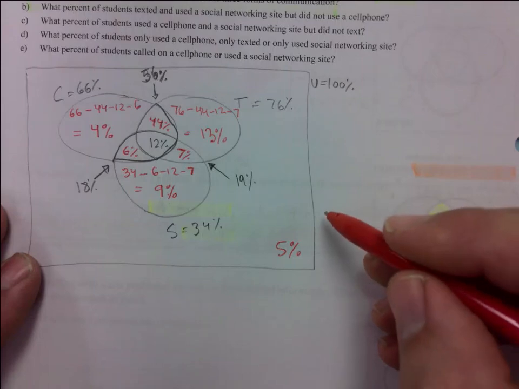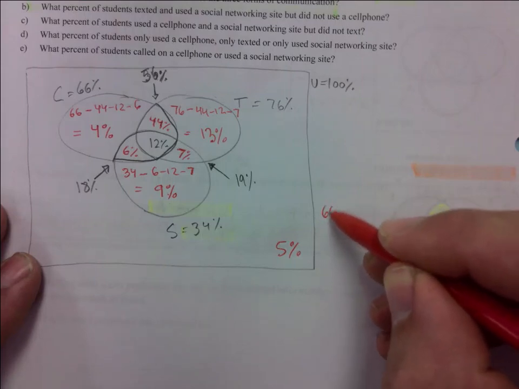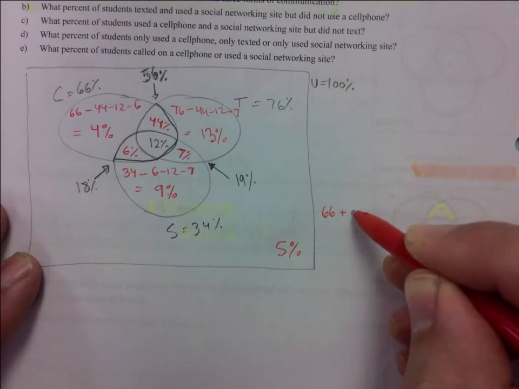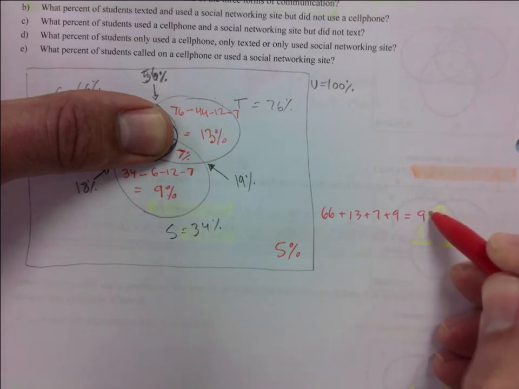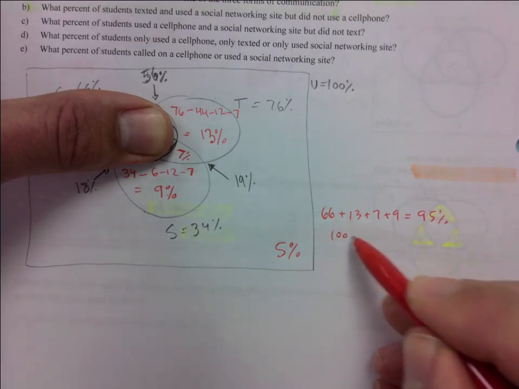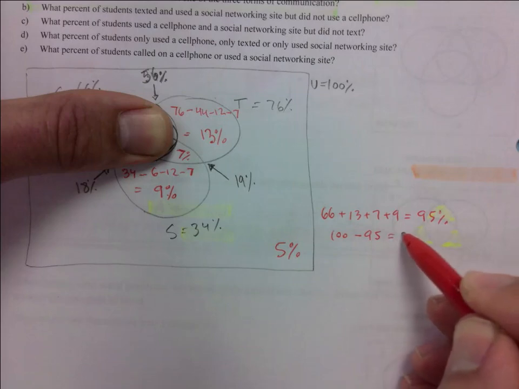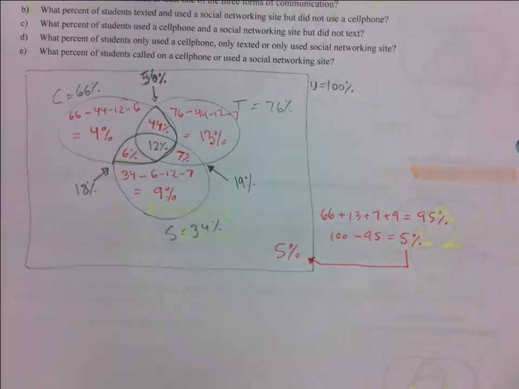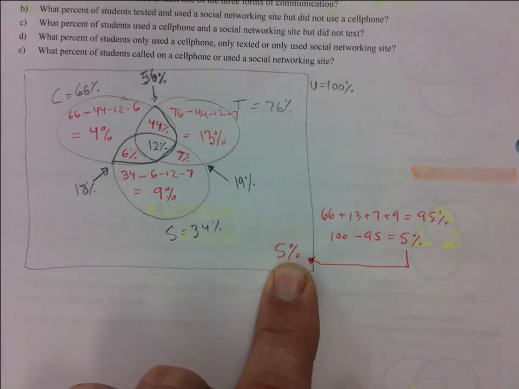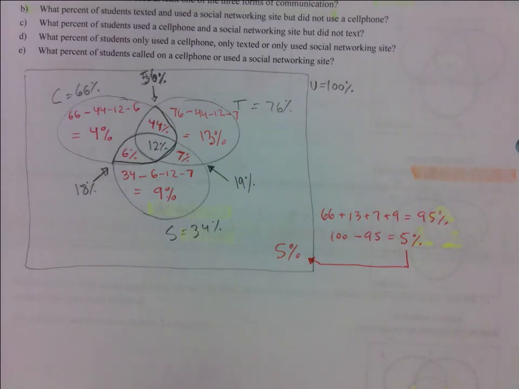So I'm going to show the work here. I went 66 plus 13 plus 7 plus 9. That gave me 95%. So 100, the universal, minus everything that's in those sets is 5%. And that's how I came up with the outliers. Okay. So if you want full marks, make sure you don't forget the outliers. Unless they tell you there are no outliers. Unless this question had said everybody has at least one of them, then you don't have outliers.